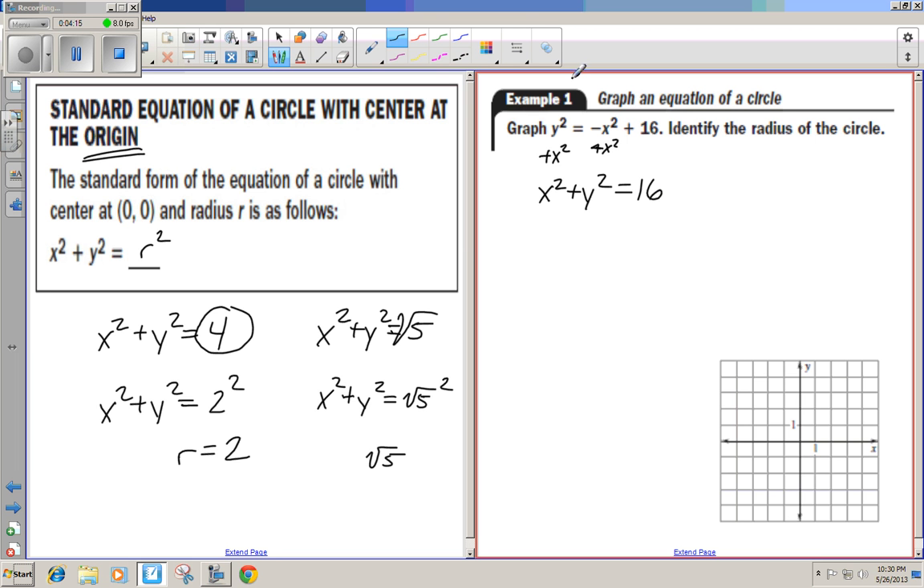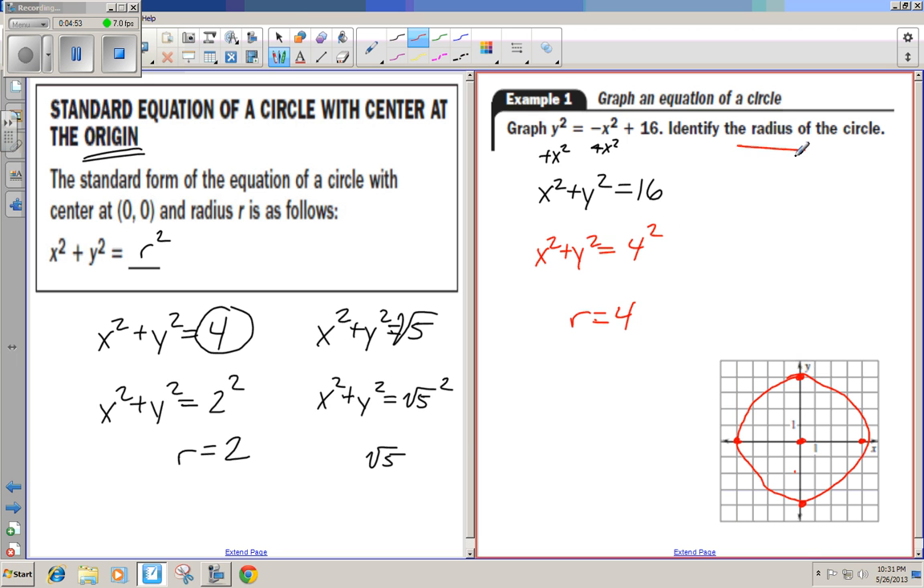So, the center of the circle is right here. The radius of this circle is 4. Therefore, 1, 2, 3, 4, the distance from the center will always be 4. And you should be able to easily come up with some points. And when it asks you to graph this, you're not going to be able to use the calculator for this, but you should do the best job that you can at drawing a circle.